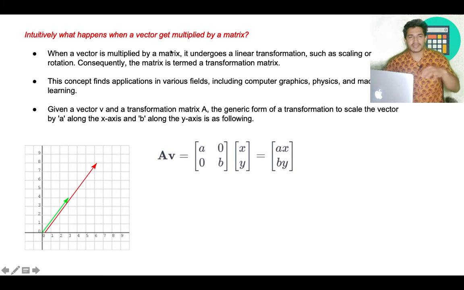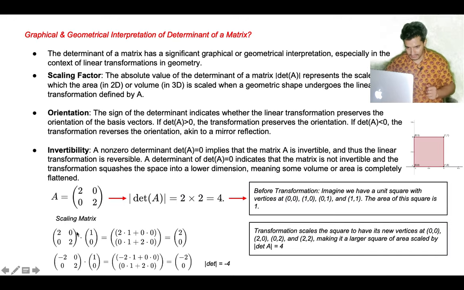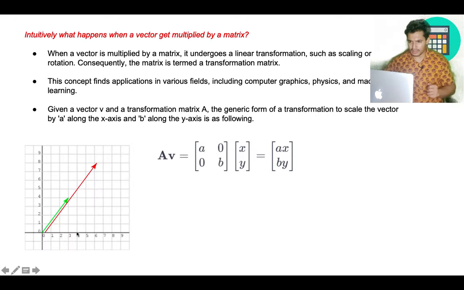That is, what happens when a vector gets multiplied by a matrix. In the last case also we were multiplying a vector with a matrix, but let's see it in more detail. When a vector is multiplied by a matrix, it undergoes a linear transformation, such that it can get scaled or it can even get rotated. Consequently, the matrix is called a transformation matrix. So whenever you multiply a vector with a matrix, the matrix is a transformation matrix, and the vector can get scaled or it can get rotated and so on.